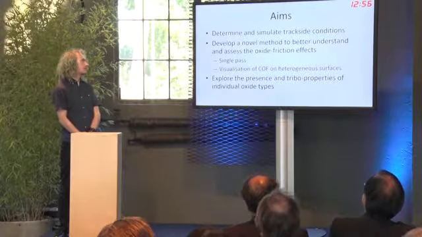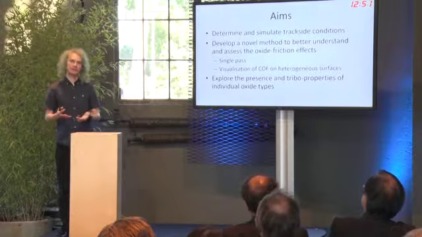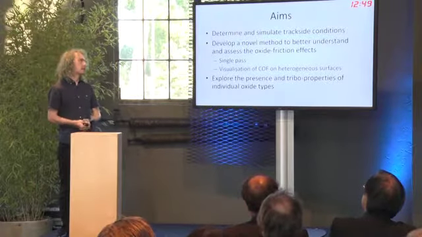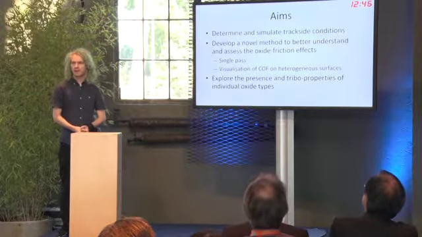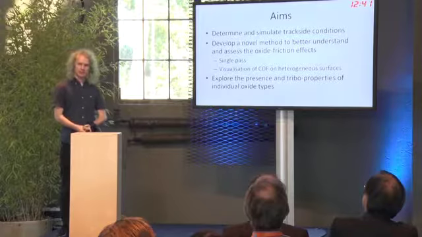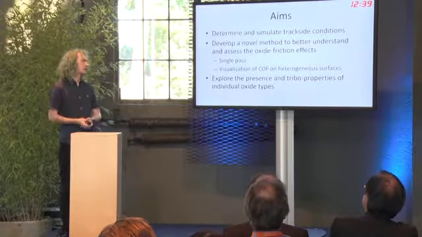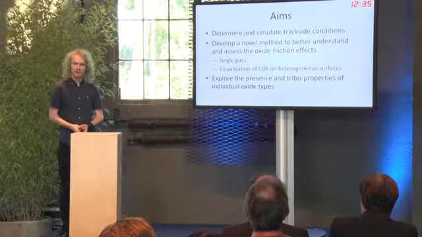So my aims are first to determine and simulate the trackside conditions. I want to figure out what chemicals are there, and how they've actually got here, as well as what the conditions are during these low adhesion incidents. And secondly, I want to produce a method to better understand these effects.